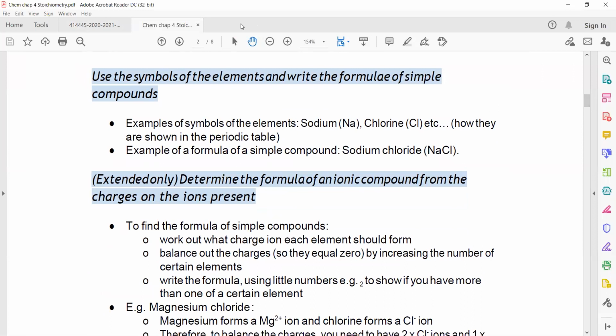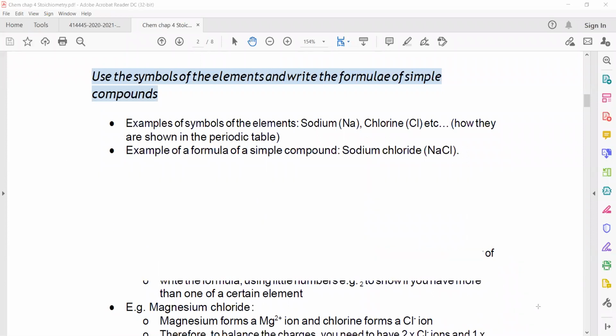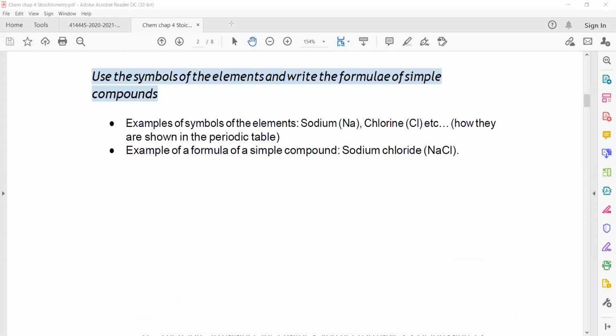So first thing, use the symbol of the element and write the formula. How do we work out the formula of the compound? Simply, we use the valencies. And what are the valencies we use? According to the group number, we check the valency.